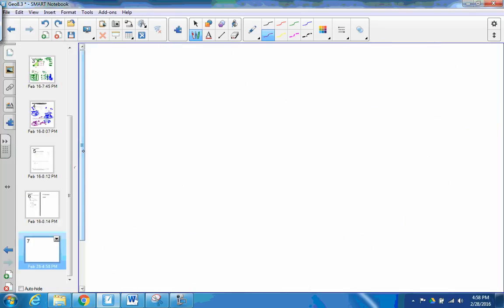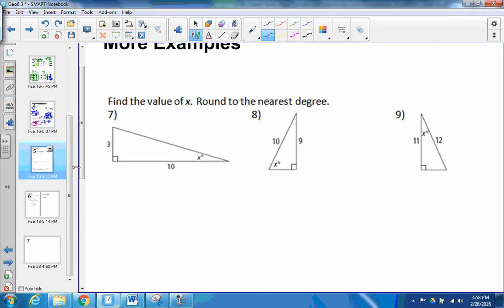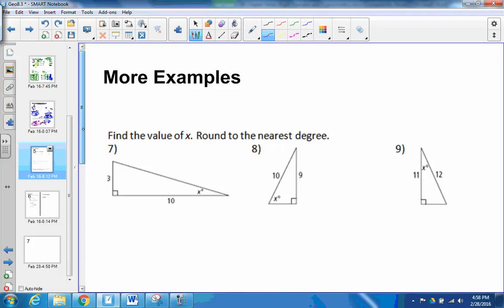Some different examples when we have to go backwards. So we're just going to do a couple examples of finding the angle measure because we don't have the angle measure. That's where you have to use the inverse sine or the inverse cosine or the inverse tangent. So let's look at number 7 and number 9, and then we'll probably call it quits.